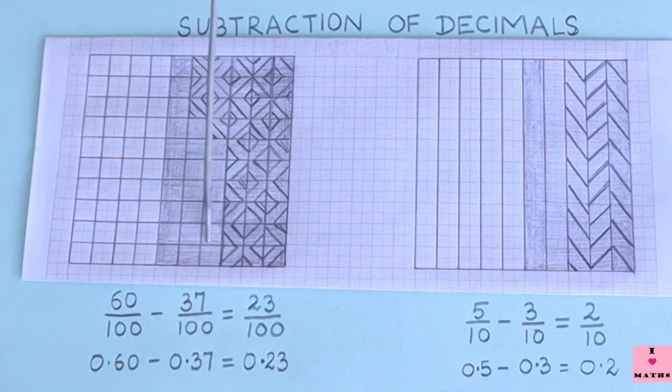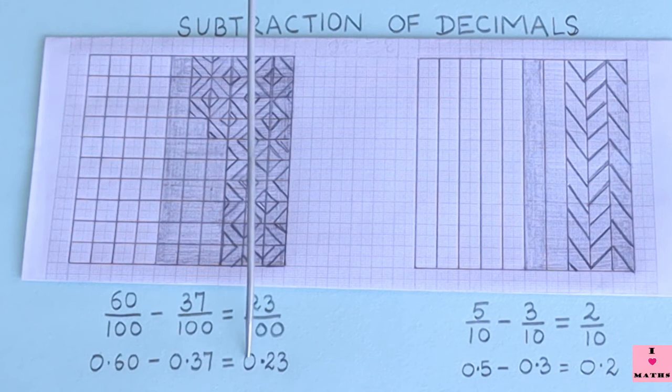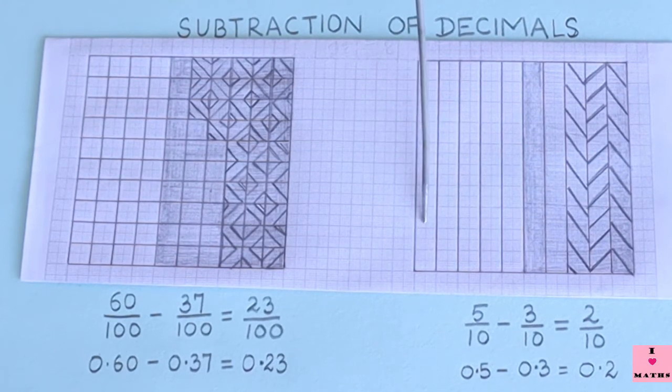And these are the remaining parts. So you can see they are 23. I'll just count for you. 1, 2, 3, 4, 5, 6, 7, 8, 9, 10, 11, 12, 13, 14, 15, 16, 17, 18, 19, 20, 21, 22, 23. So 23 out of 100 are left, which is equal to 0.23.